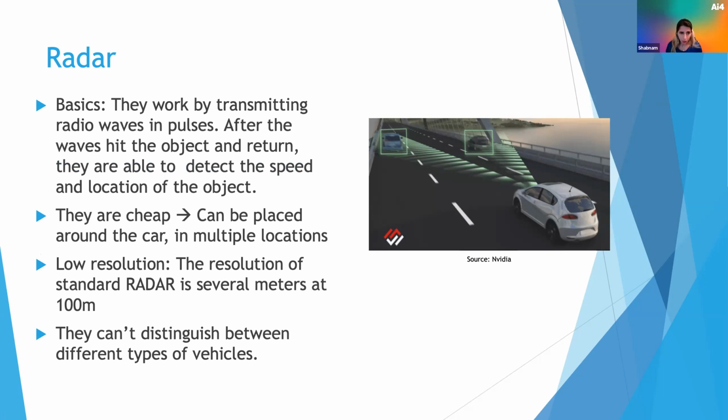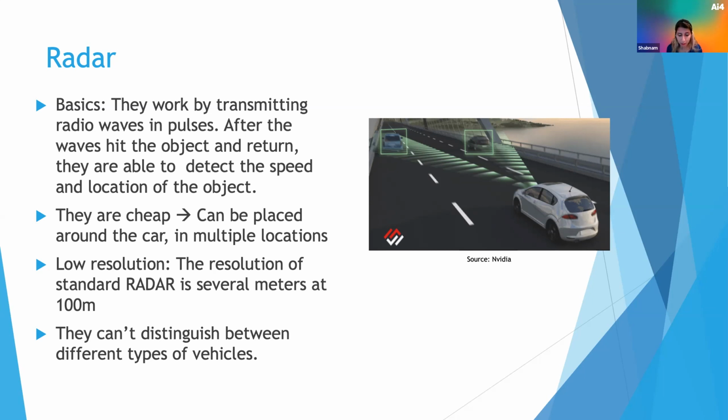But how does a radar work? Radar works by transmitting a radio wave in pulses, and after the wave hits the object and comes back, using the Doppler effect, we can detect the speed and location of the object. They are cheap, so they can be everywhere on the car, which is very good. But the downside is that they are very low resolution. At a distance of 100 meters, the radar resolution is several meters, and it might actually miss a car that is in front of it.